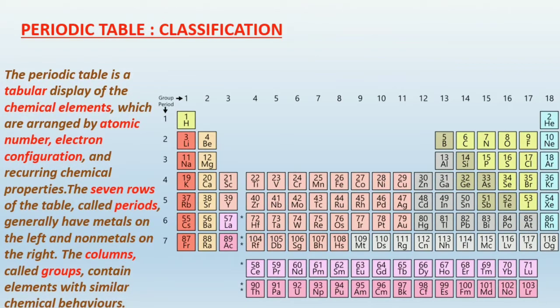Coming to the classification of the periodic table, the periodic table is a tabular display of chemical elements which are arranged by atomic numbers, electron configuration and recurring chemical properties. The 7 rows of the table, called periods, generally have metals on the left and non-metals on the right. The columns, called groups, contain elements with similar chemical behaviors.